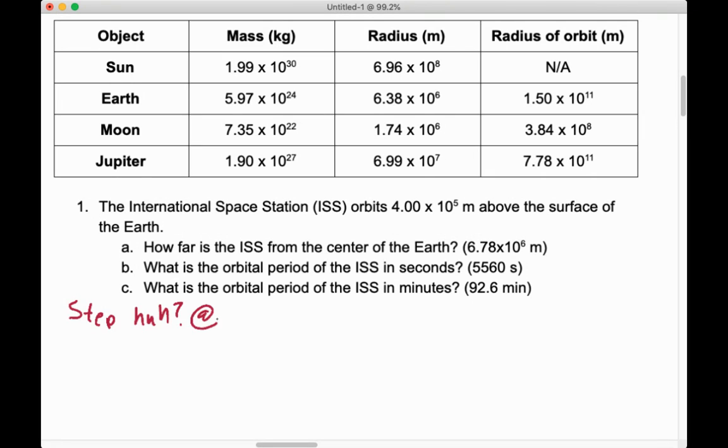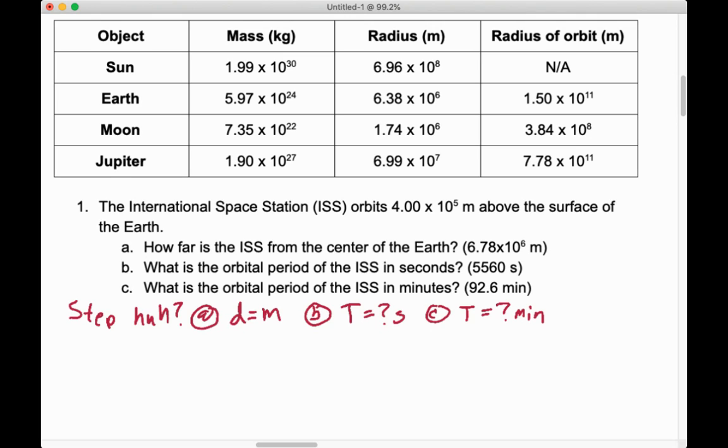Part A. How far is the ISS from the center of the Earth? So really what we're looking for is distance. So that's going to be something in meters. Part B, what is the orbital period of the ISS in seconds? So what is our symbol for period? It's actually going to be capital T. It's an important time, so we give it a capital T. So it's this in seconds. And then for part C, what is the orbital period of the ISS in minutes? So T is equal to question mark minutes.